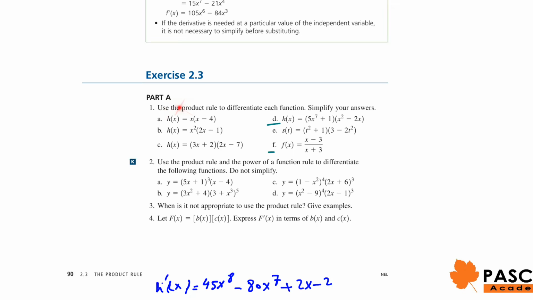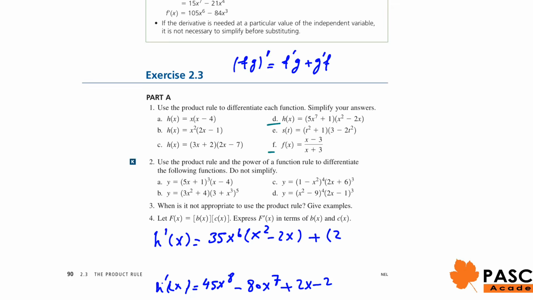The first question is, use the product rule to differentiate each function, simplify your answer. The derivative of f times g, when f and g are functions of x, is f prime g plus g prime f. Therefore, the derivative of h of x is 35x^6, the derivative of the first function, times x^2 minus 2x, plus the derivative of the second function in the product in h of x, which is 2x minus 2, times 5x^7 plus 1.